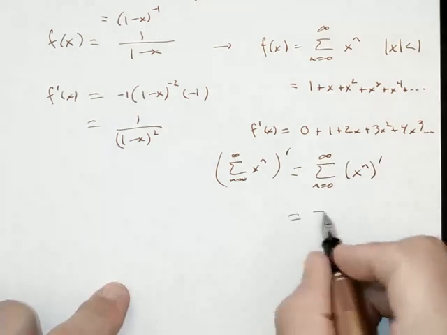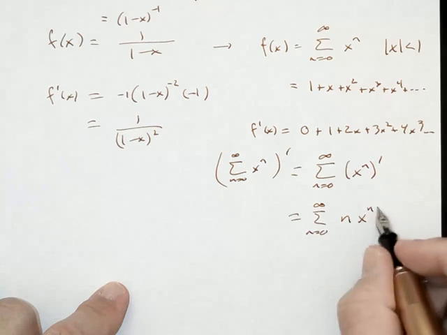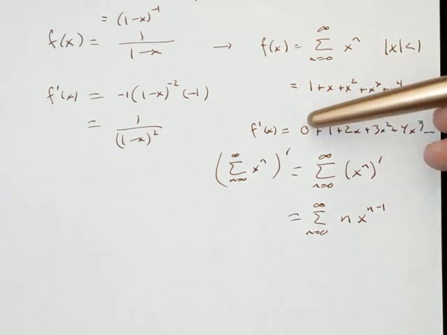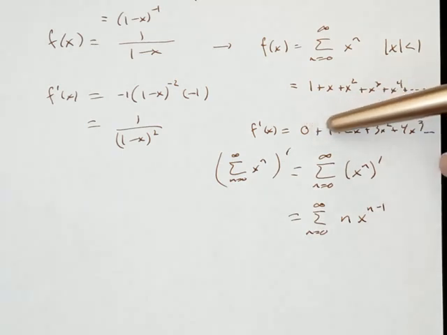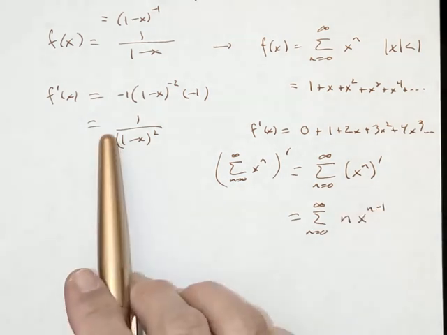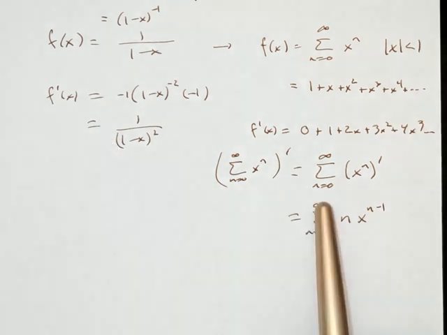Which is n x to the n minus 1. So the first one is 0 x to the whatever, then 1 x to the 0, then 2 x to the first, 3 x squared, son of a gun, that's exactly it. And if that's the derivative of this version of f, then that's the derivative over here. That means this has a power series.